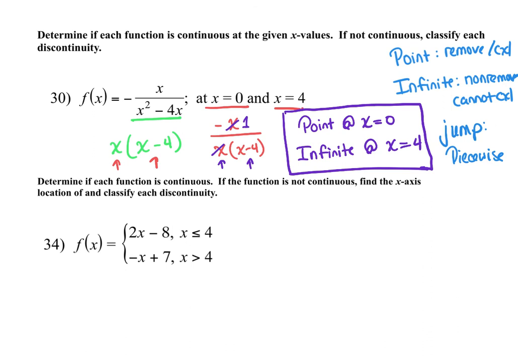So I'm going to plug it in here. 2 times 4 minus 8. What do I get there? I get 0. I'm going to plug it into the bottom. Negative 4 plus 7. What do I get? 3. That means this little function's trucking along on a line. That's 2x minus 8. It's a linear equation. It's going to get all the way to 4. And then at 4, it's going to be 0.